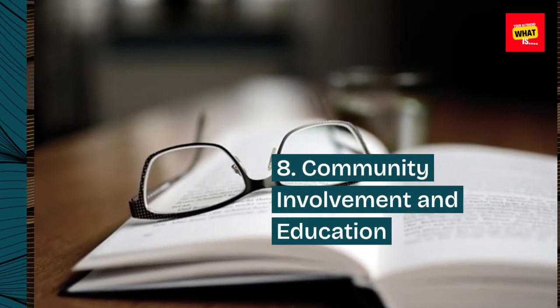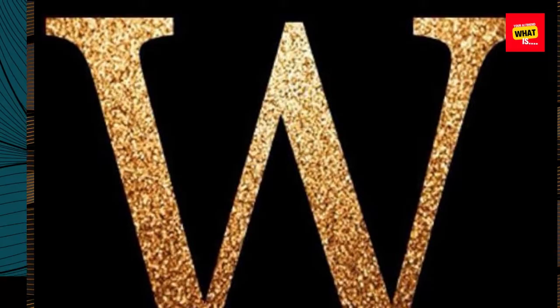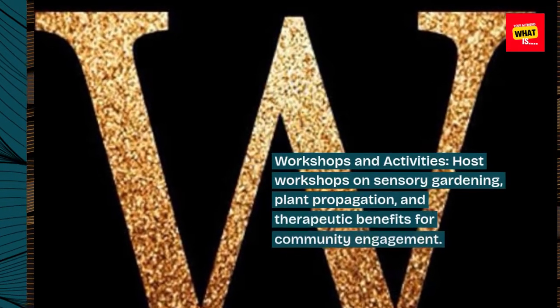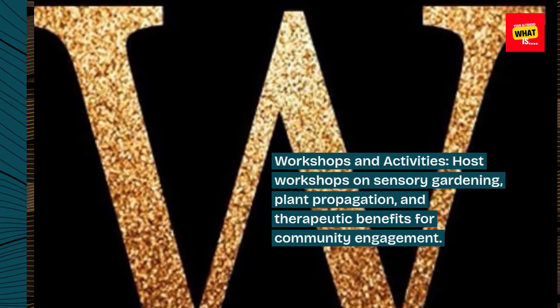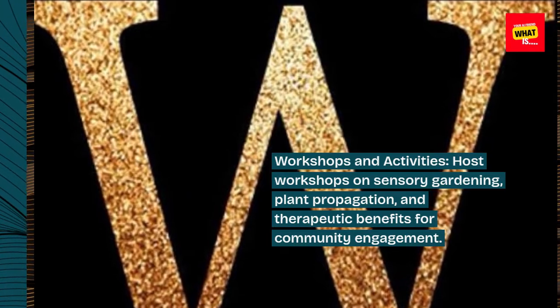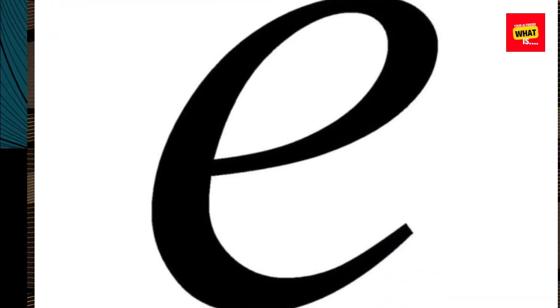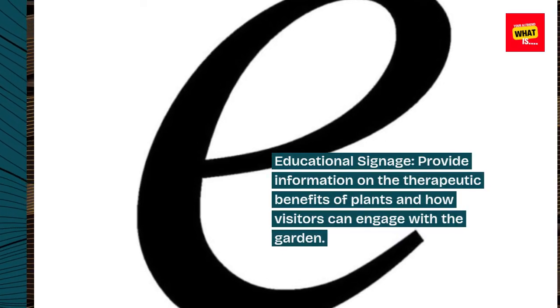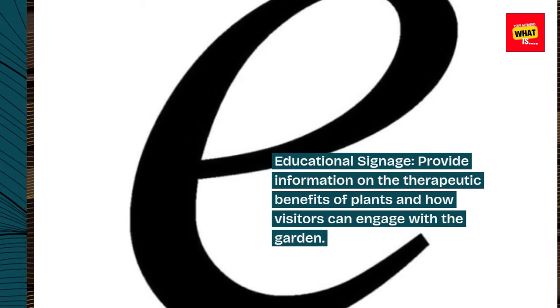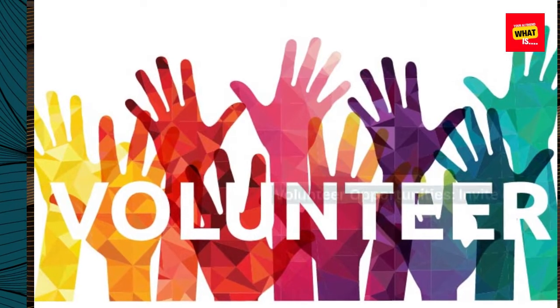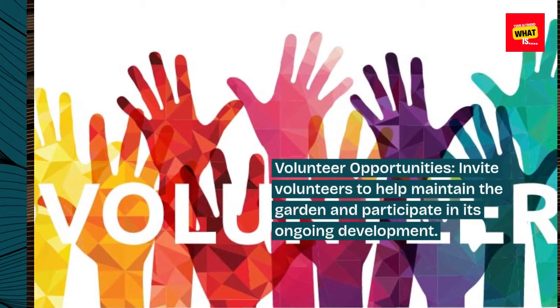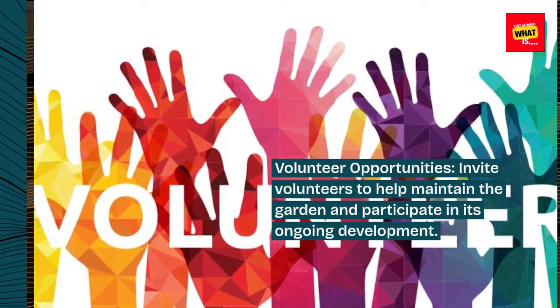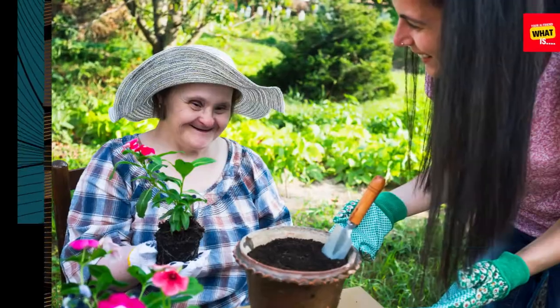8. Community involvement and education. Workshops and activities. Host workshops on sensory gardening, plant propagation, and therapeutic benefits for community engagement. Educational signage. Provide information on the therapeutic benefits of plants and how visitors can engage with the garden. Volunteer opportunities. Invite volunteers to help maintain the garden and participate in its ongoing development.